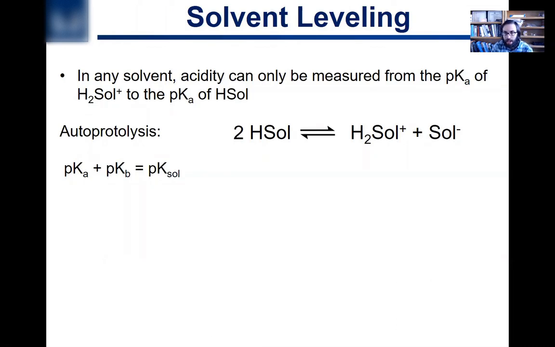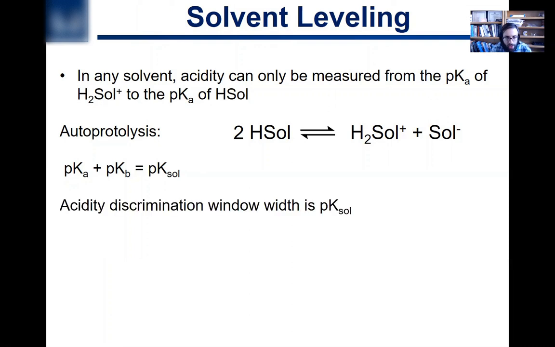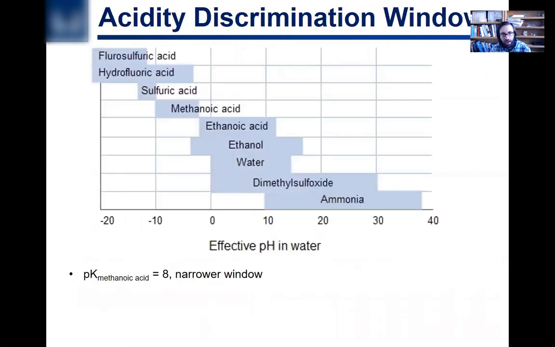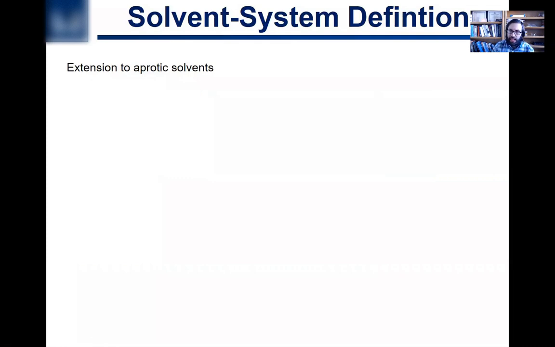Or make NH2 minus, right, from NH3 ammonia. That would be one example. So this definition of acidity and basicity did get us into the non-aqueous realm, but we didn't get into aprotic solvents.